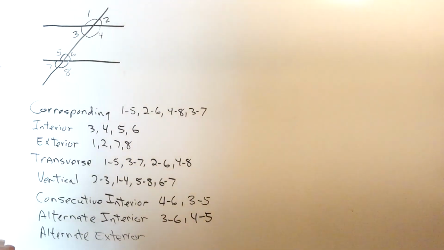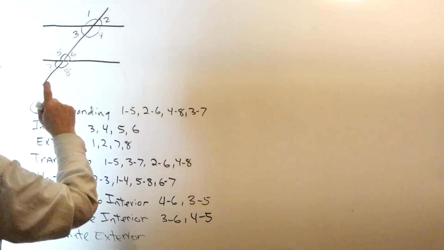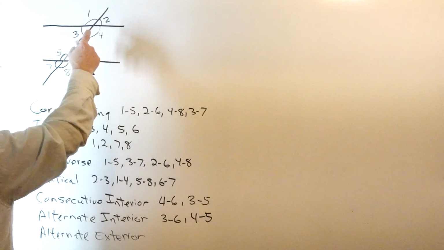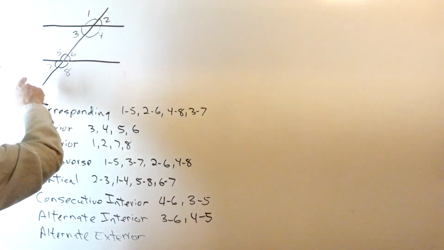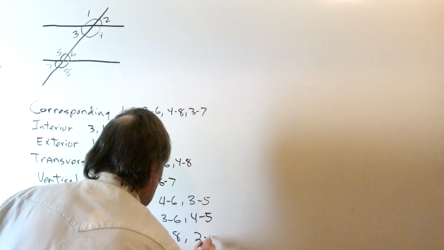Now the alternate exterior angles, since the exterior angles are 1, 2, 7, and 8, and we're doing an alternate like we did with the interior, you would guess that the alternate exteriors would be 1, 8, 2, and 7. And that's what they are. So it's a pair 1, 8, 2, 7.